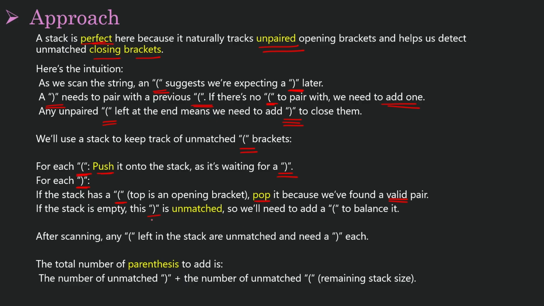If the stack is empty, this close bracket is unmatched, so we'll need to add an open bracket to balance it. After scanning, any open brackets left in the stack are unmatched and need a close bracket each. The total number of parentheses to add is the number of unmatched close brackets, cases where we tried to pop an empty stack, plus the number of unmatched open brackets, the remaining stack size.